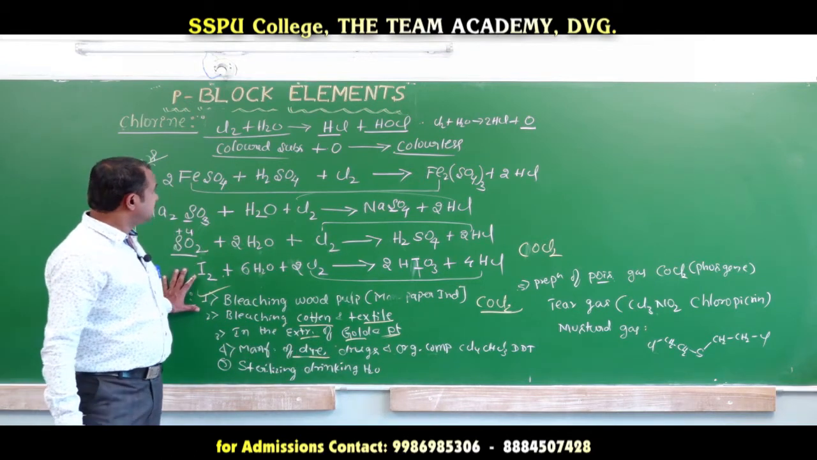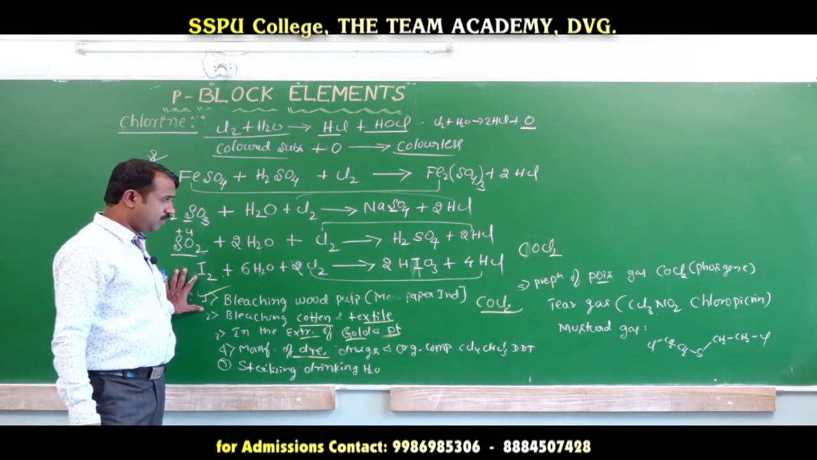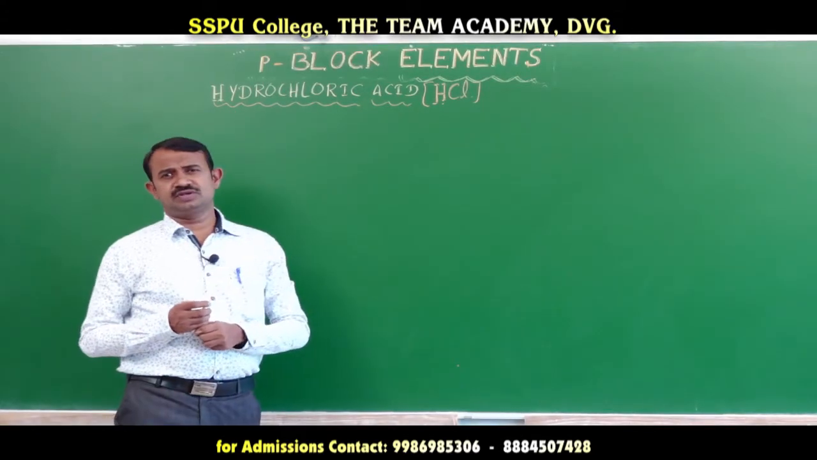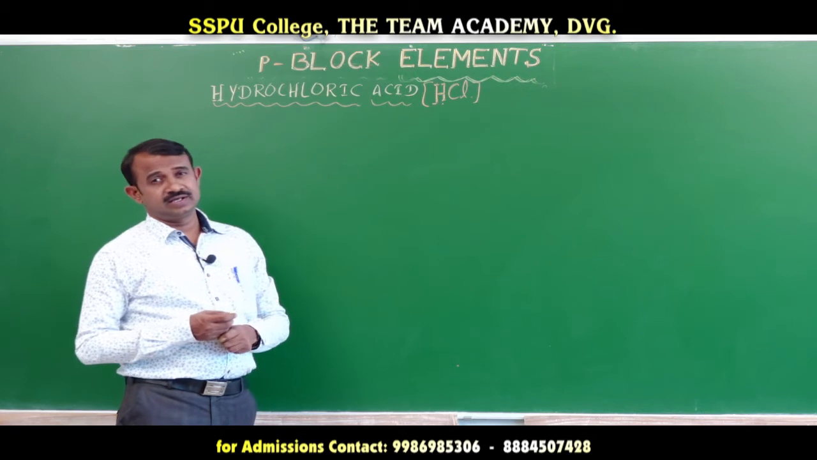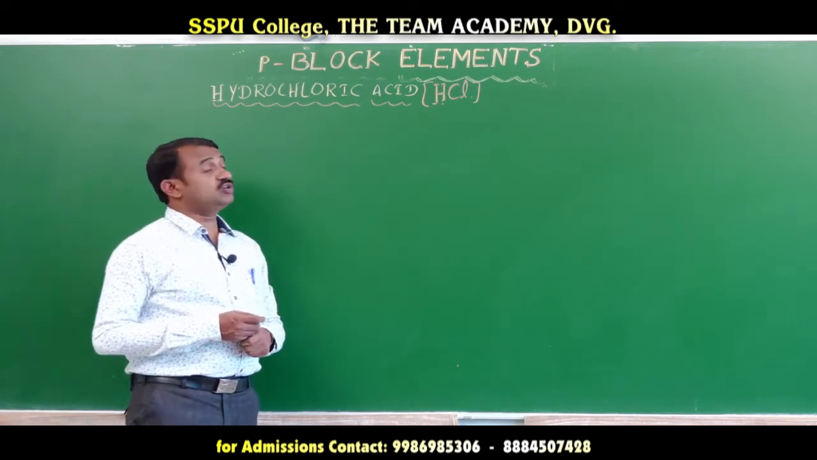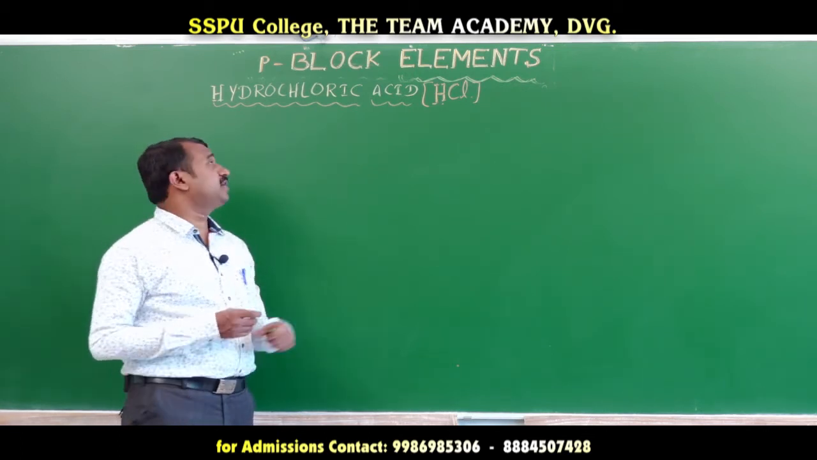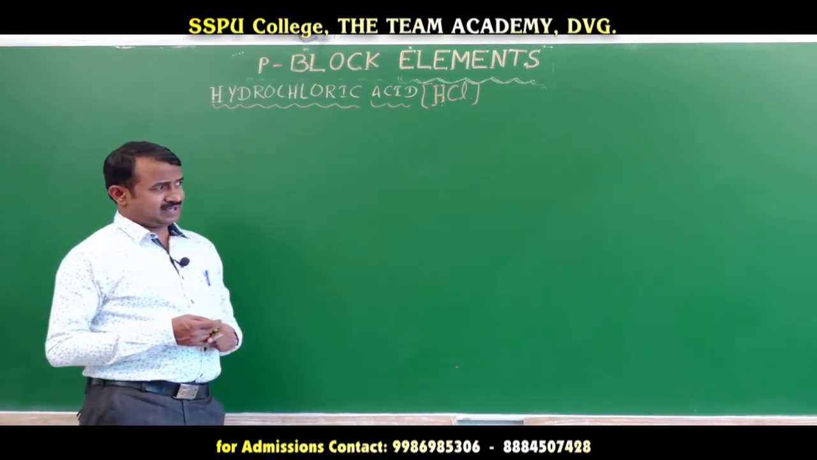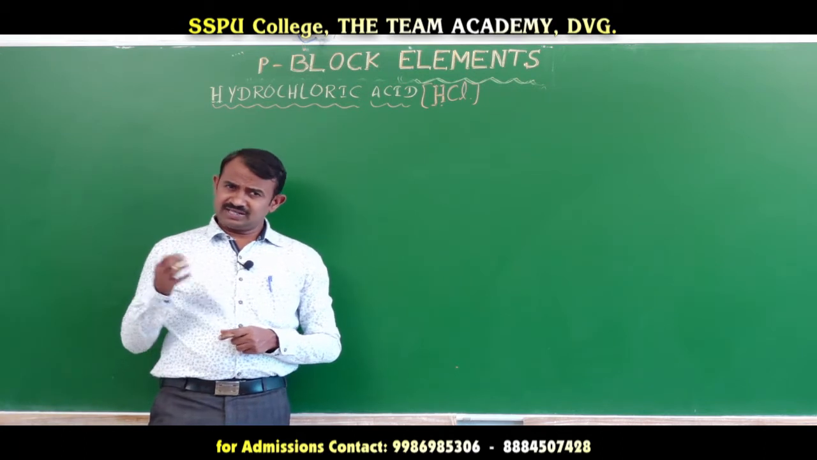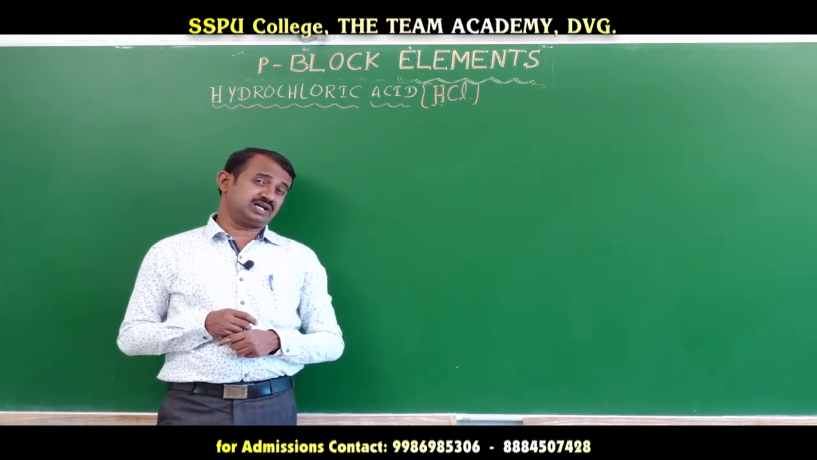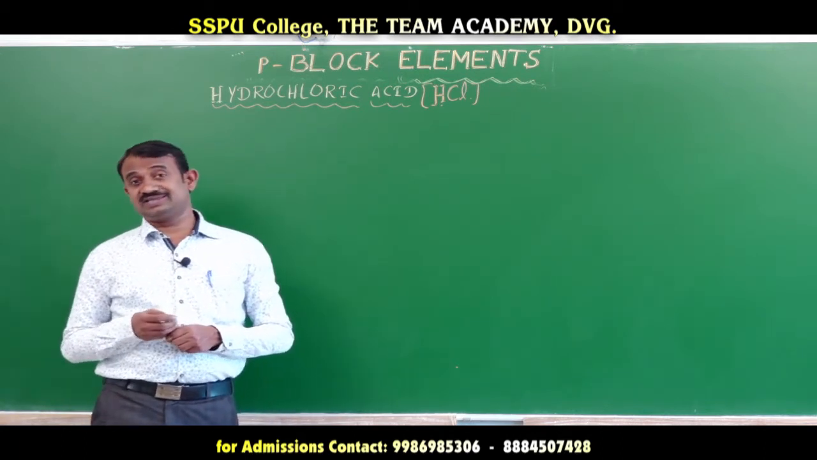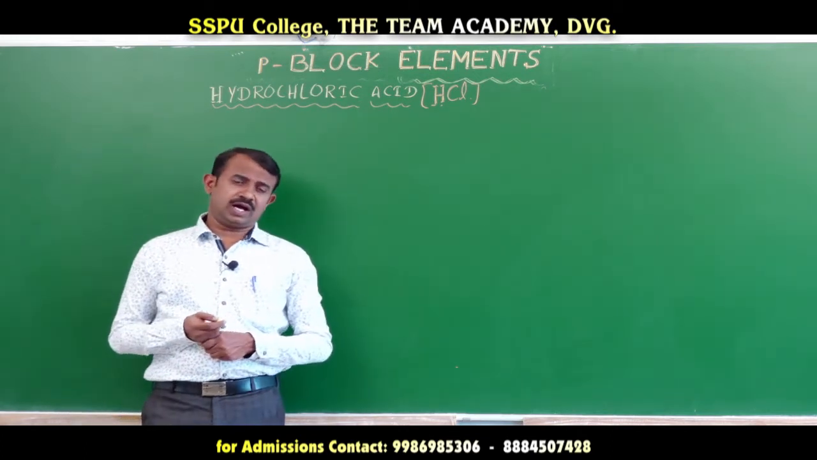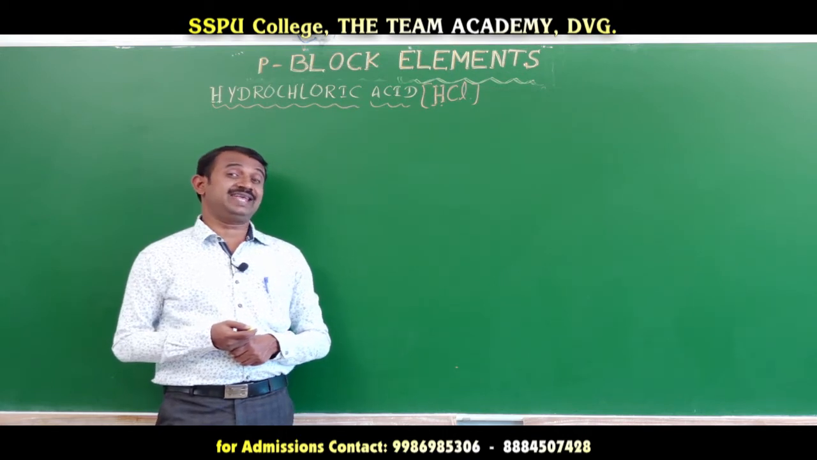Hydrochloric acid and its properties. We will go to another derivative of group 17 elements. It is called hydrochloric acid or hydrogen chloride. Hydrochloric acid is a mineral acid. In the laboratory we use concentrated hydrochloric acid, which is about 30 to 35%. If you want pure hydrochloric acid, it is called dry HCl.